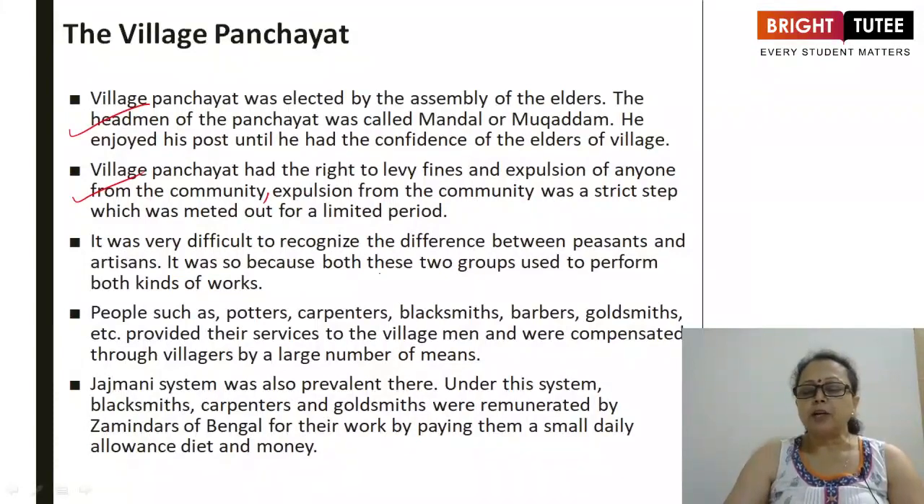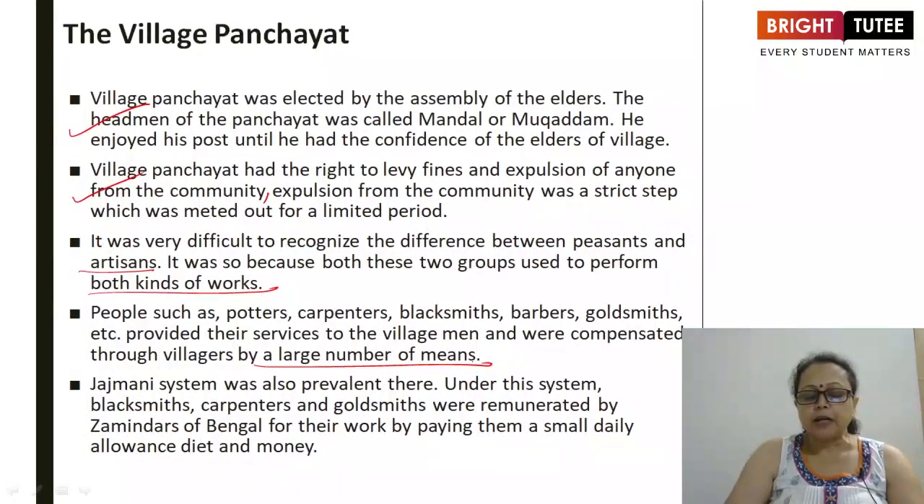It was very difficult to recognize the difference between peasants and artisans. It was so because both these groups used to perform both kinds of work. People such as potters, carpenters, blacksmiths, barbers, goldsmiths, etc., provided their services to the villagers and were compensated by them through a large number of means.